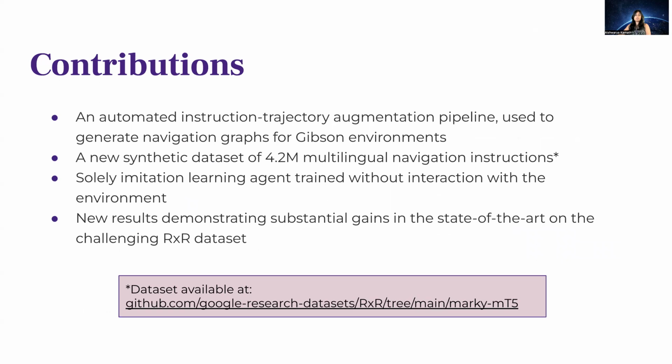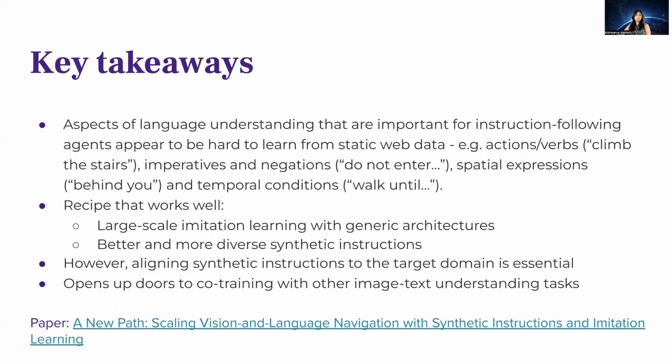Finally, the contributions in a nutshell are an automated instruction trajectory augmentation pipeline used to generate navigation graphs for Gibson environments, a new synthetic dataset of 4.2 million multilingual navigation instructions, a solely imitation learning agent trained without interaction with the environment, and new results demonstrating substantial gains in the state-of-the-art on the challenging RxR dataset. We've released the instructions and paths at the link below.